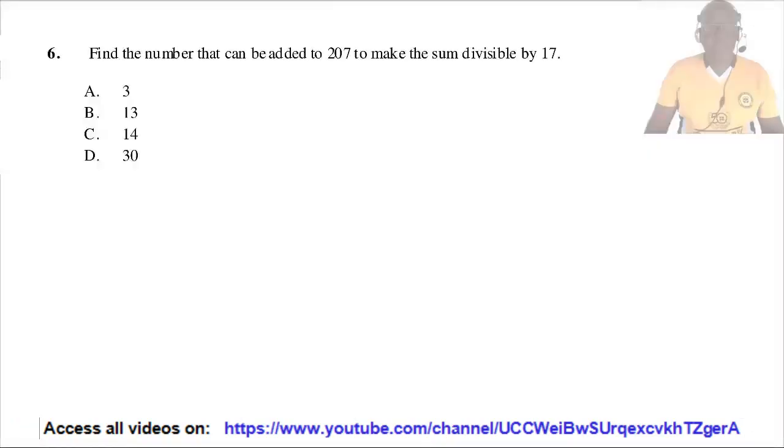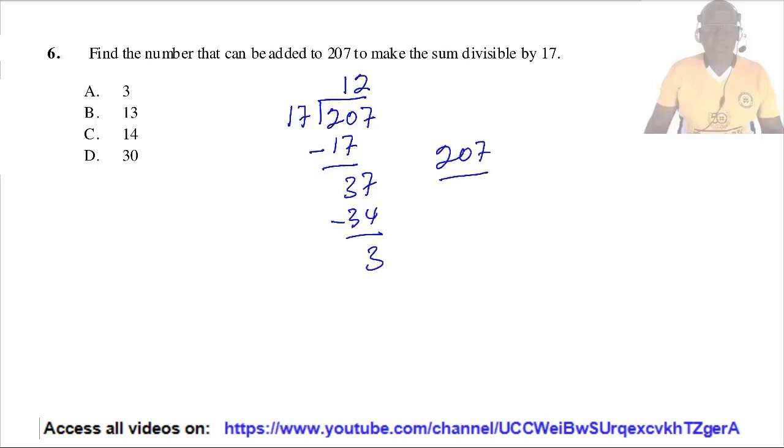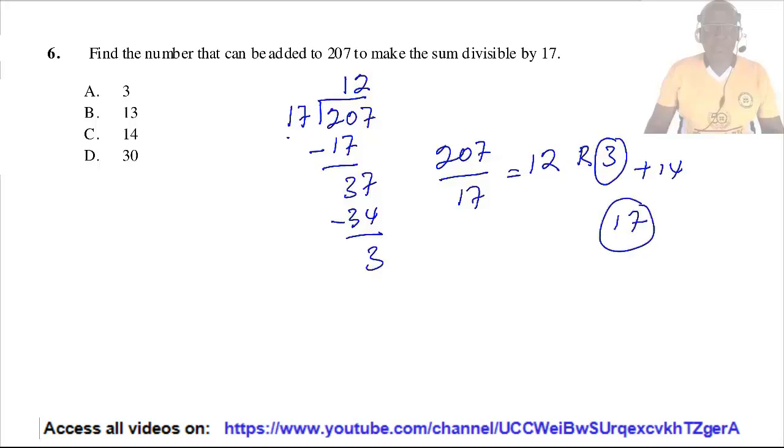Question 6. Find the number that can be added to 207 to make the sum divisible by 17. We shall apply the long division method. That is 17 into 207. 1 times 17, which I get 17. The difference will be 3, 7. Then 2. 2 times 17, 34. The difference will be 3. So 207 divided by 17 equals 12 remainder 3. When we add 14 to the remainder, we shall get 17, and therefore it will be divisible by 17. So the answer is 14. Let us see.